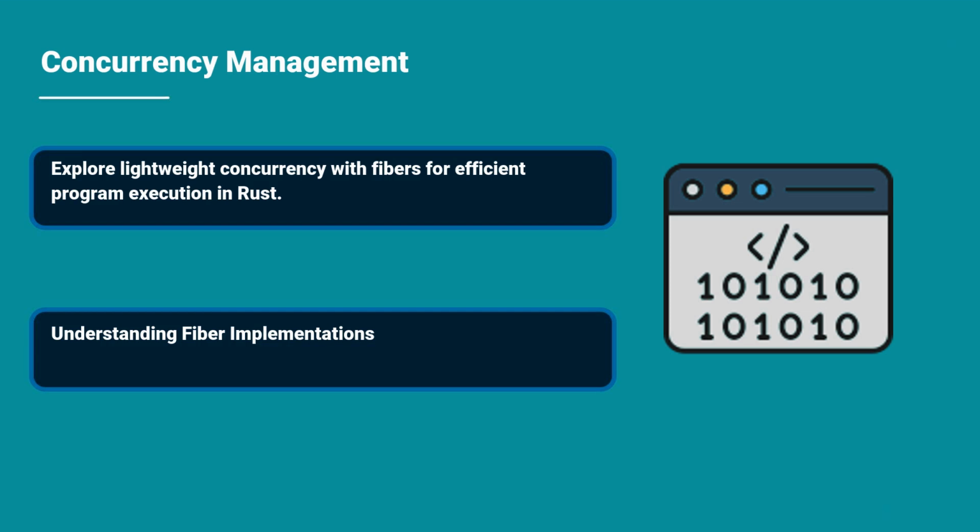In this tutorial, we're diving into the fascinating world of fibers, a powerful way to manage concurrency in our programs. This approach, often likened to coroutine or green thread implementations, offers an interesting twist on traditional threading, allowing for lightweight, efficient management of concurrent operations.